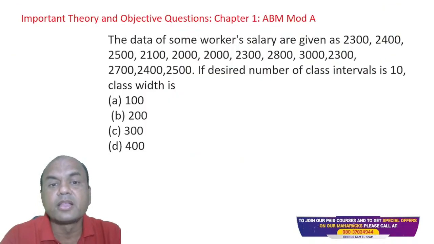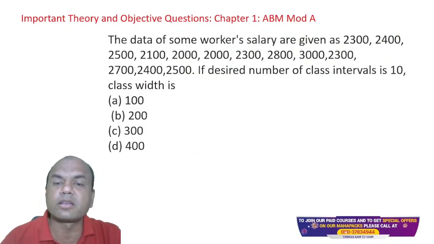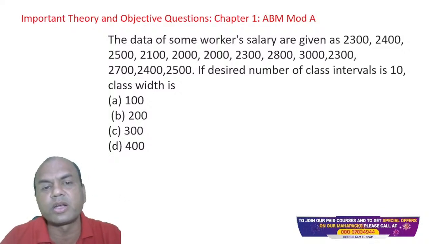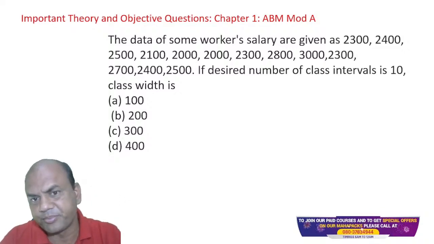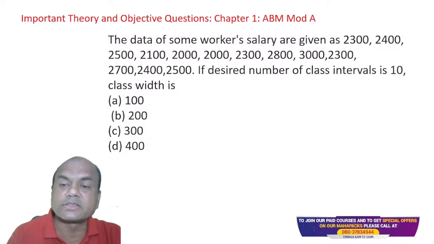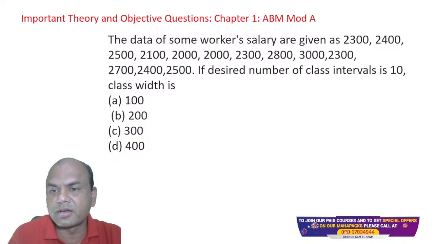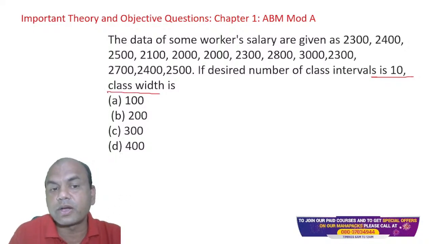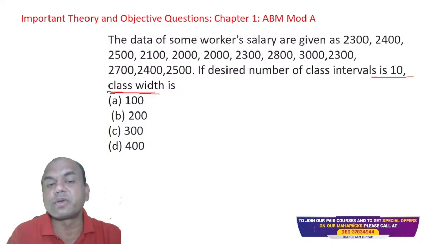The data of some workers' salary are given as this: 2300, 2400, 2500. You can read this data. If the desired number of class intervals is 10, then the class width is. Now, how to find out the class width? Firstly, remember what the class width is.